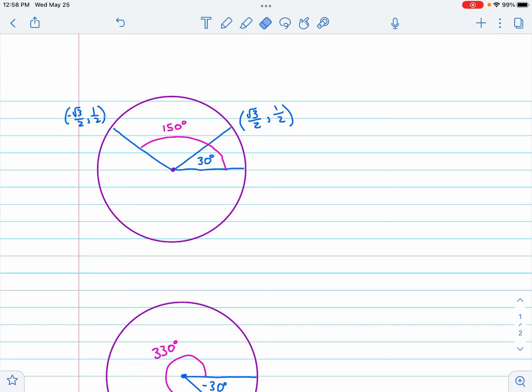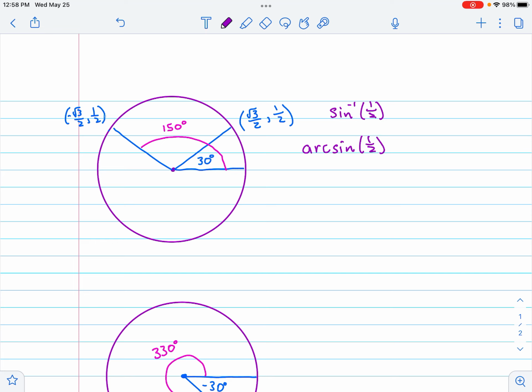Now let's look at some examples of problems that relate to this inverse trig information. Let's suppose we were asked to evaluate inverse sine of 1/2. What this is asking for is an angle whose sine value is 1/2. It could also be written this way, arc sine of 1/2.